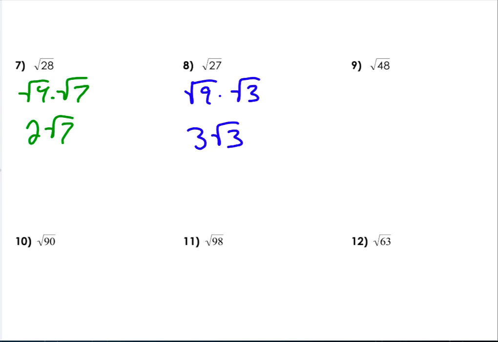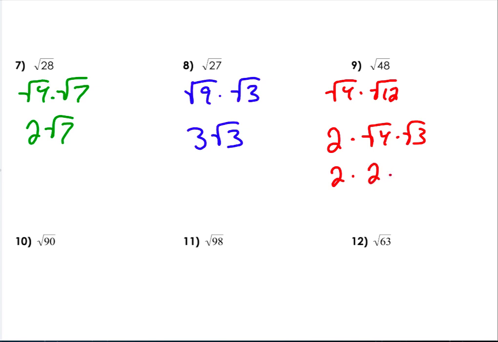Okay. 48 can be done a couple of different ways. So I could do square root of 4 times square root of 12. Well, square root of 4 is 2. Square root of 12 is square root of 4 times the square root of 3. So I can simplify it farther. And that gives me 2 times the square root of 3, or 4 square roots of 3.